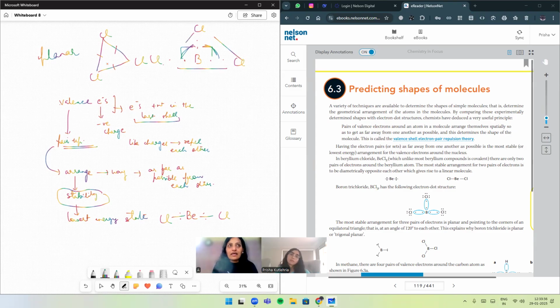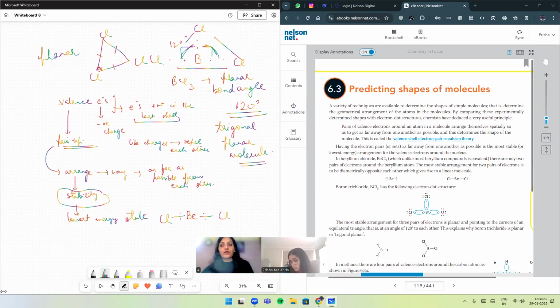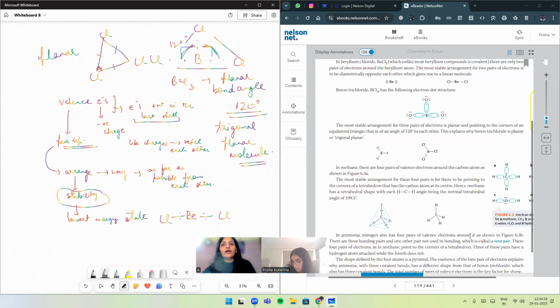Got it? In an equilateral triangle, this angle is 60, but I'm talking about the boron and chlorine angle. So that's why it is 120. So boron trichloride, the shape of the molecule is planar and the bond angle is 120. Or simply we can say it is a trigonal planar molecule.